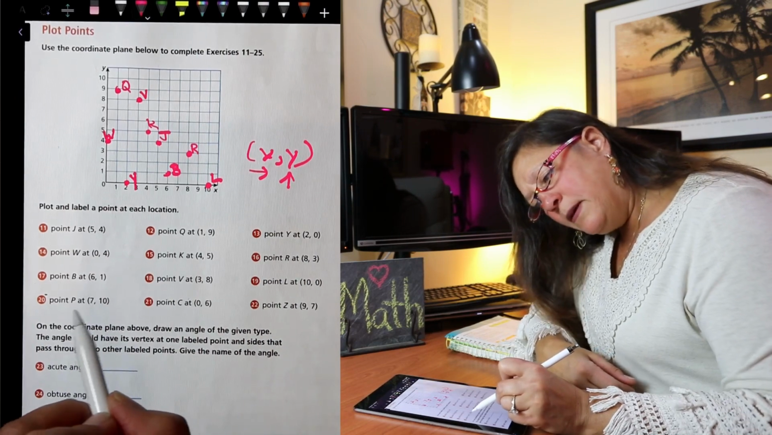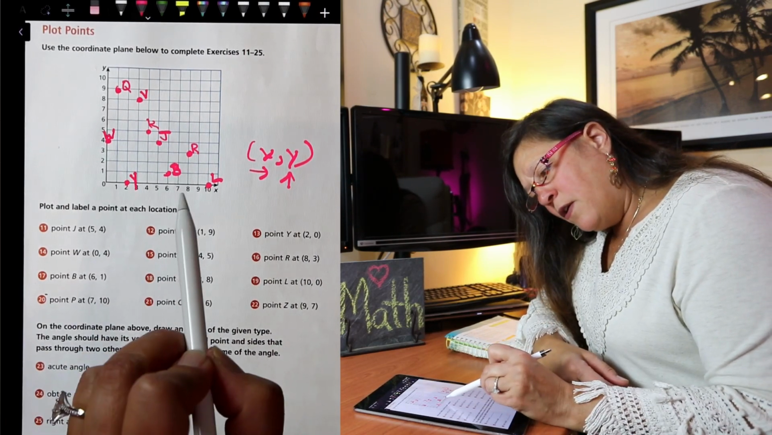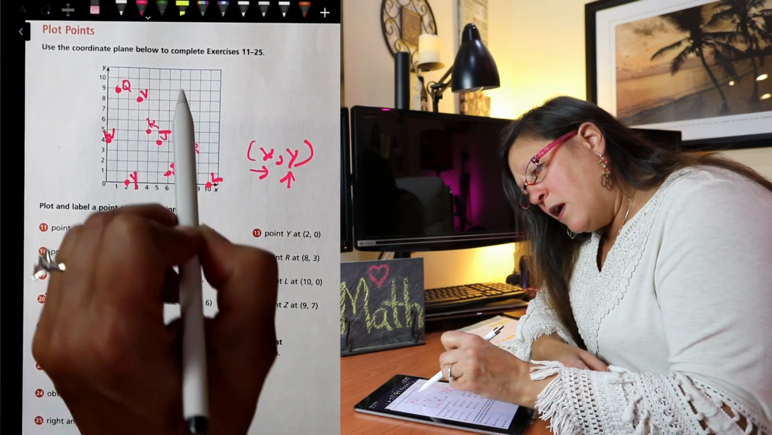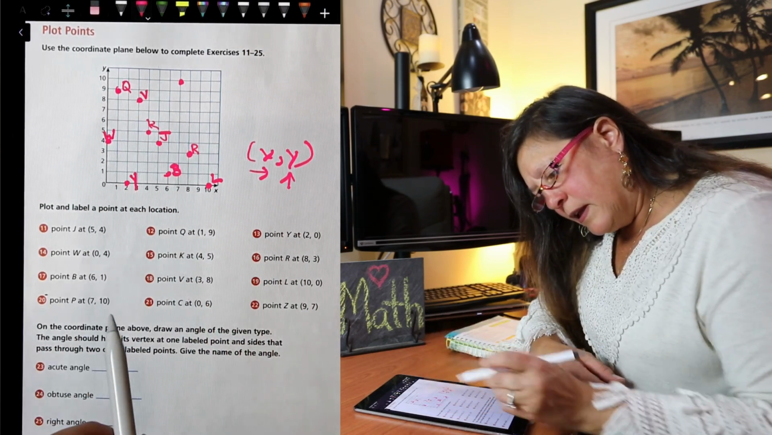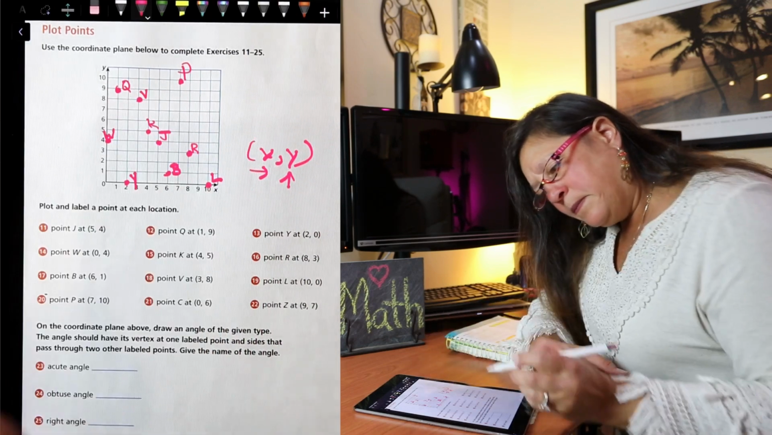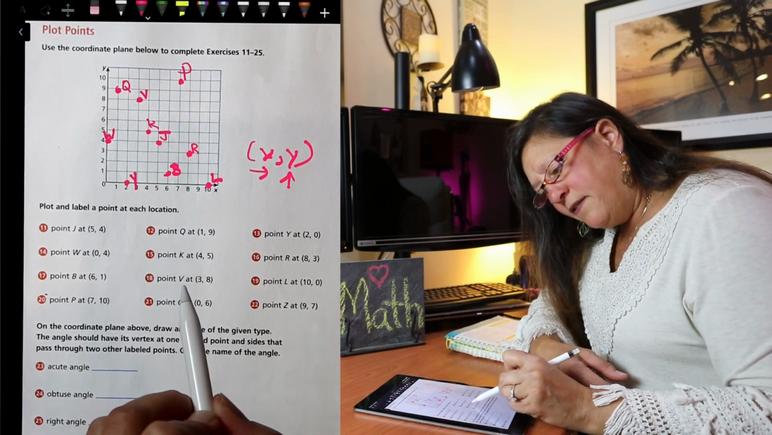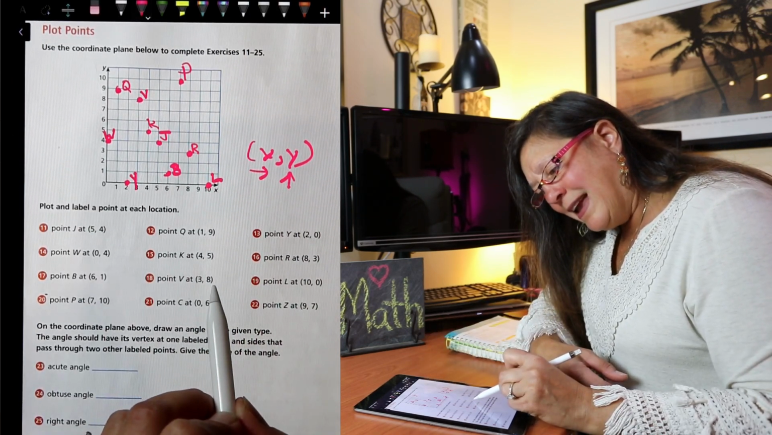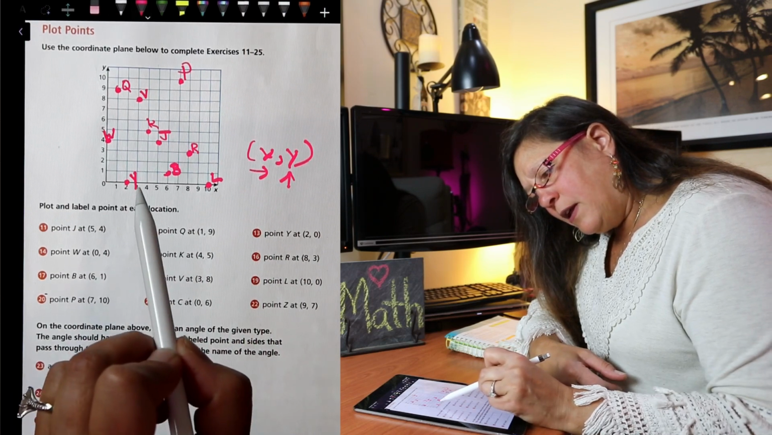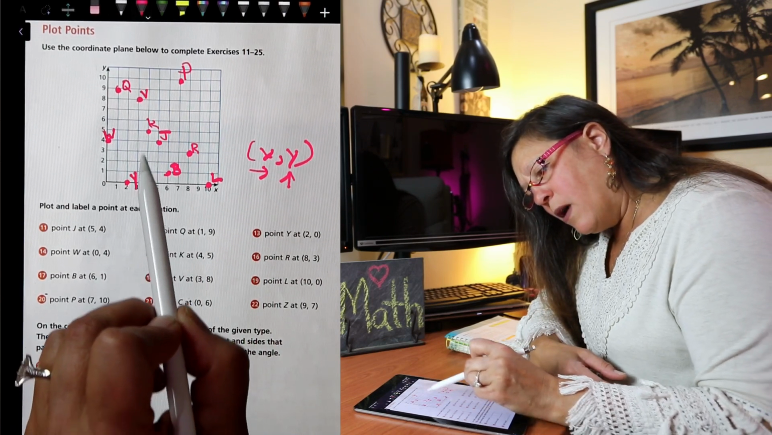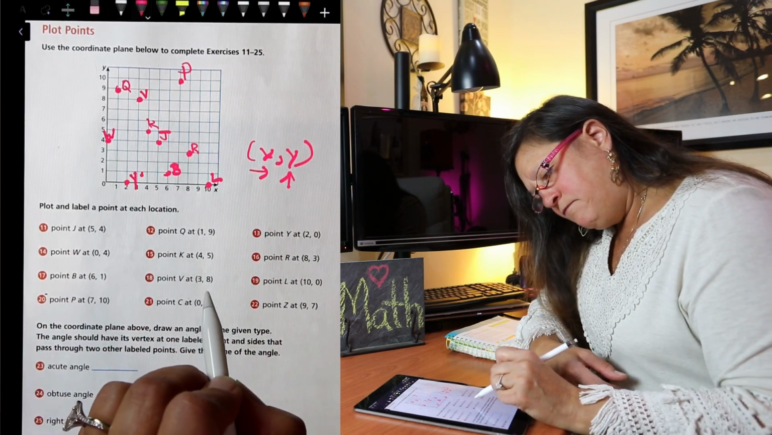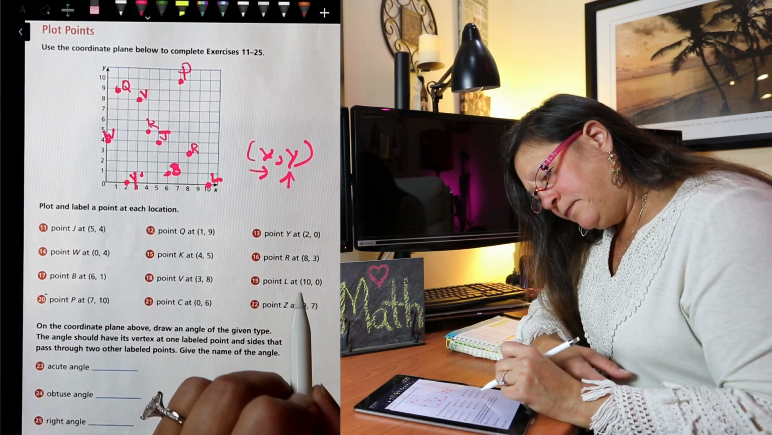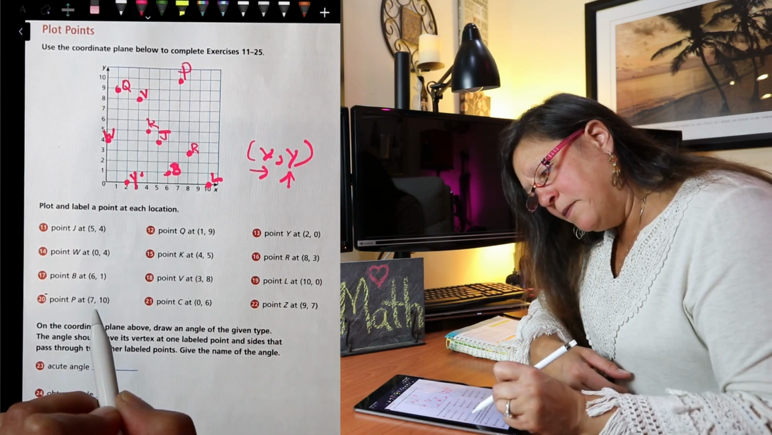20, point P at 7, 10. Over 7, up to 10, and that is point P. 18, point V at 3, 8. Over 3, so X is 3, Y, oops, might be at 3, 8. I did that one already. No, we did that one already, sorry.